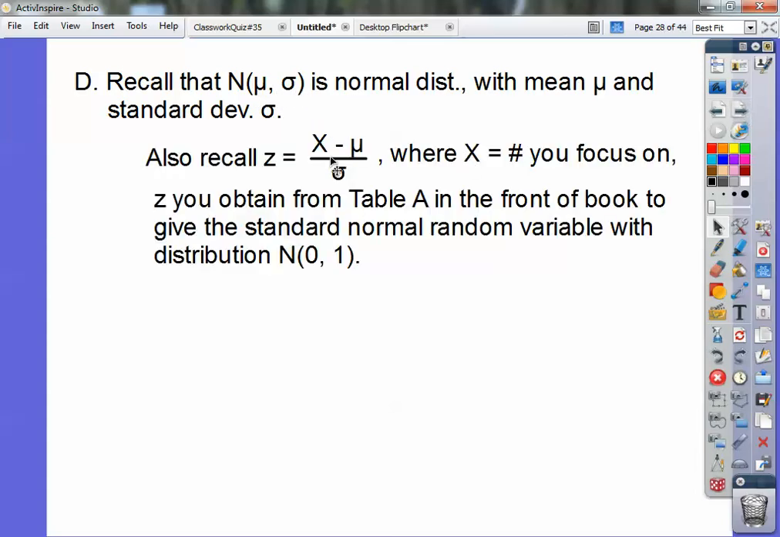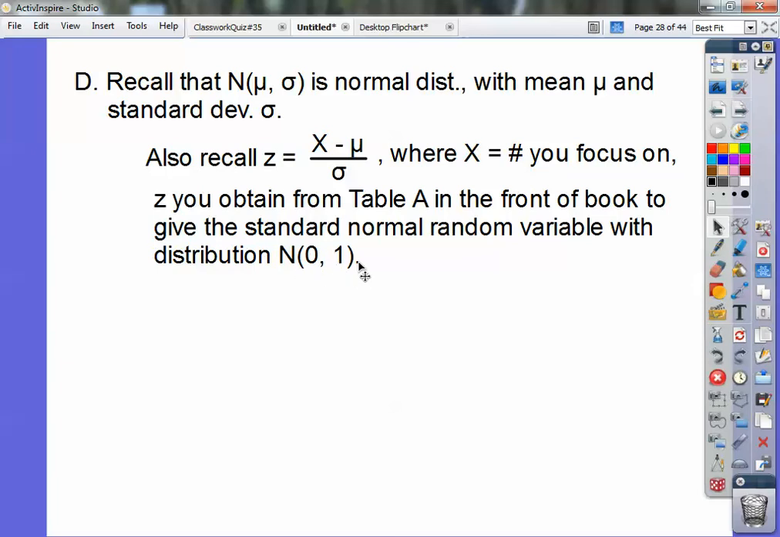Also, you remember this, you guys? The number in the front of our book, Table A. Your z-score number is x minus mu divided by your standard deviation, where x is the number that you focus on and z is the number that you get from Table A. And that'll standardize everything to a normal curve with mean 0 and standard deviation of 1.